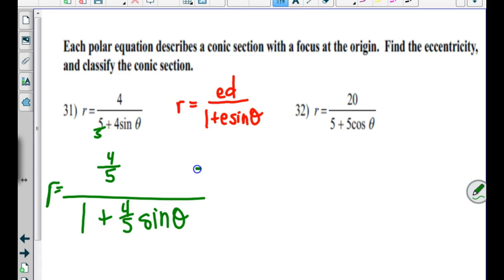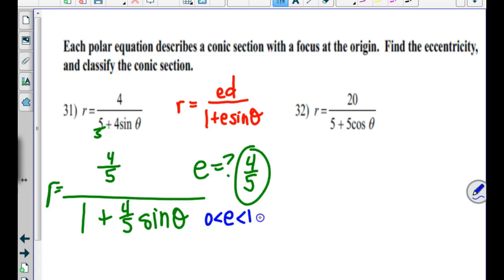And it's going to ask, what is E? E is 4/5. Okay. And it could ask what it is, and it would tell you less than 1 is an ellipse. It actually looks like this on the card, but it's an ellipse.